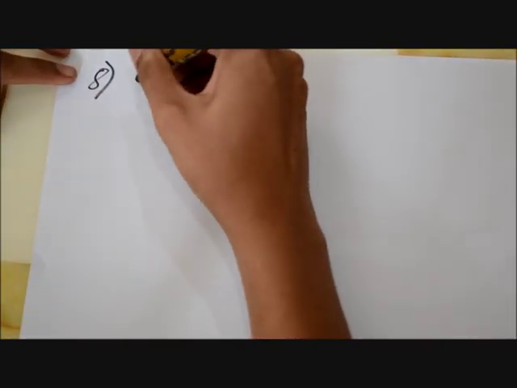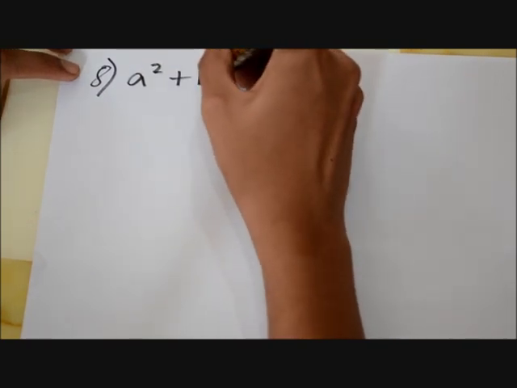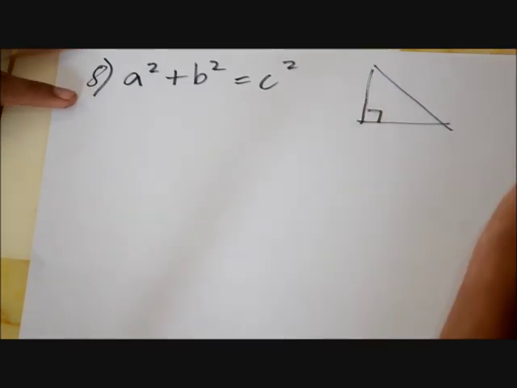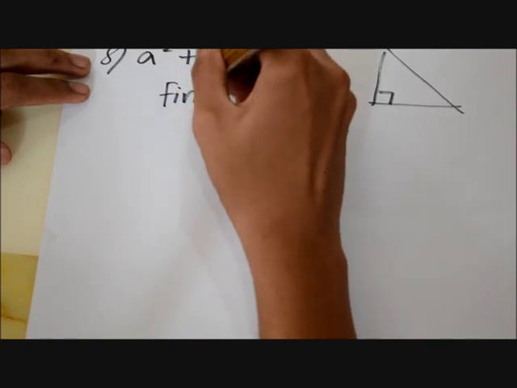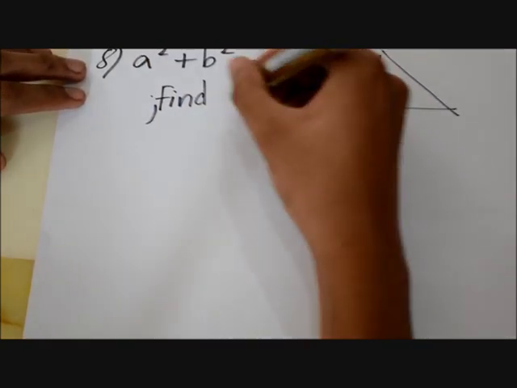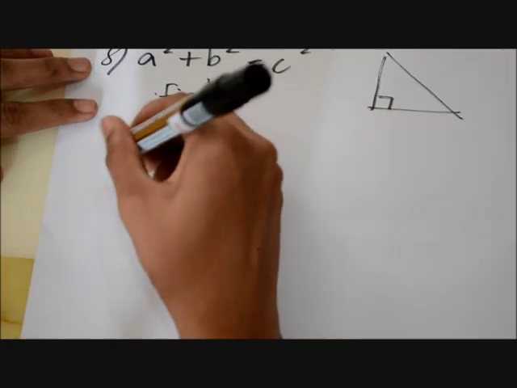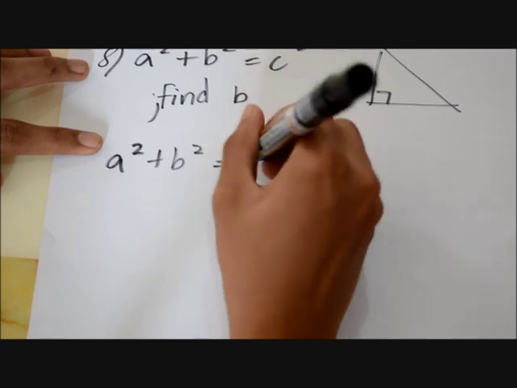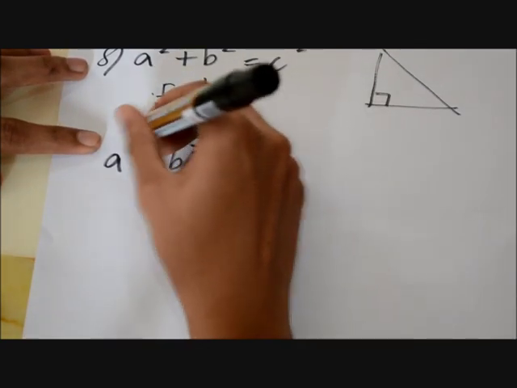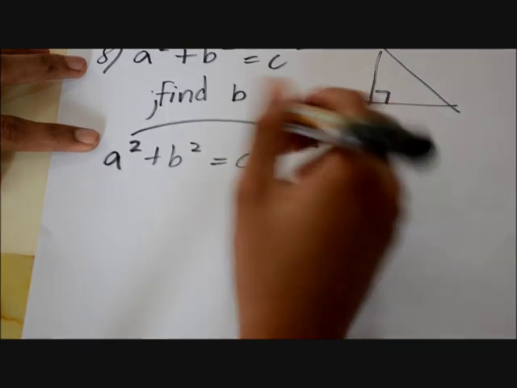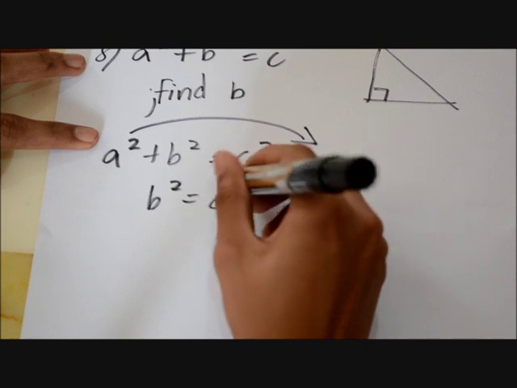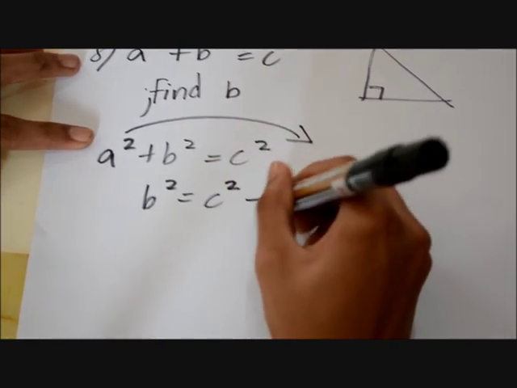Example 3. So now we are going to deal with squared variables. Given a squared plus b squared equals c squared, as you notice, it's the Pythagorean theorem used in right triangles. So in this equation, we are going to find the value of b. So the first step again is to isolate b. So we are going to transpose a squared to the other side. That makes it negative a squared.